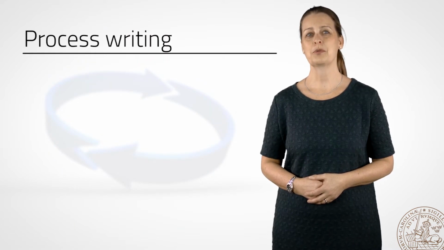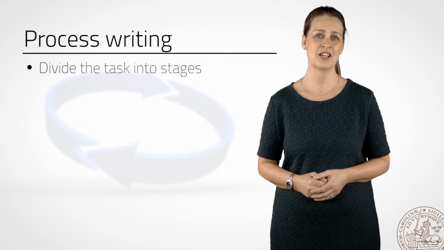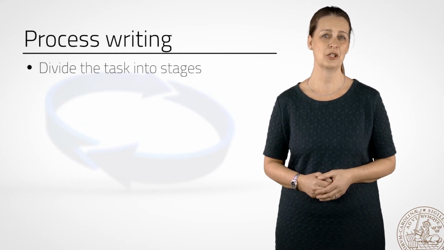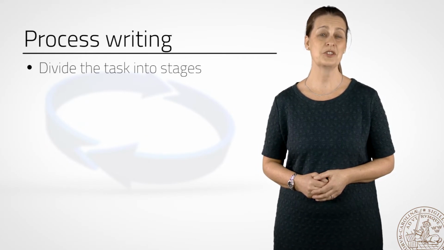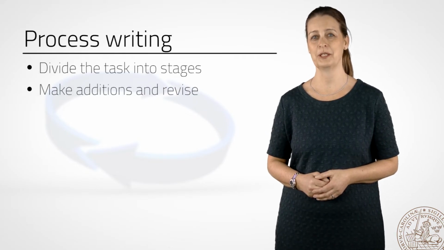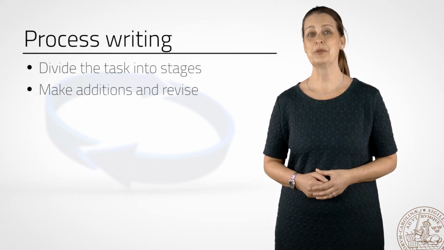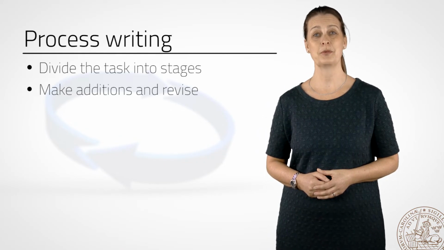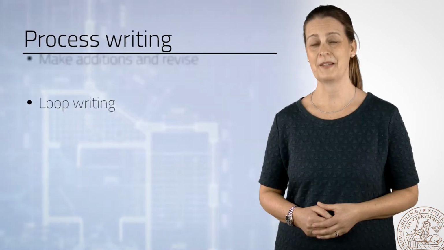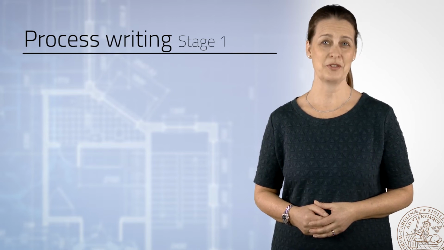Now, using a process-oriented approach means that you divide the task into different stages. And a good thing about this method is that as your text develops, you see that you need to return to previous stages to make additions and to revise your work. The fact that process writing makes you go back in order to rewrite for improvement is the reason why this method is sometimes described as loop writing. Now, let us look at the three basic stages of the writing process.